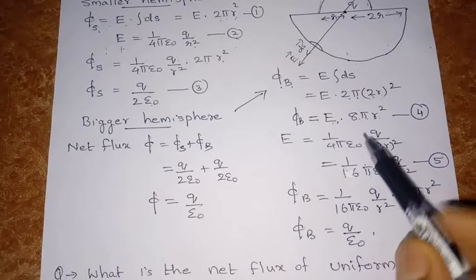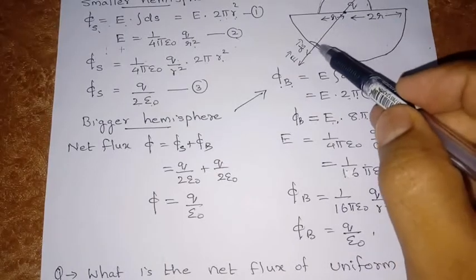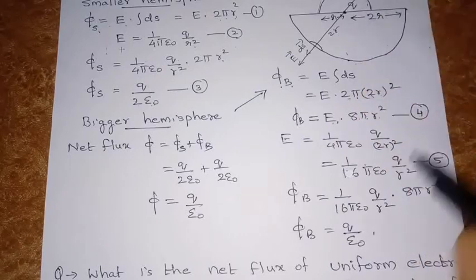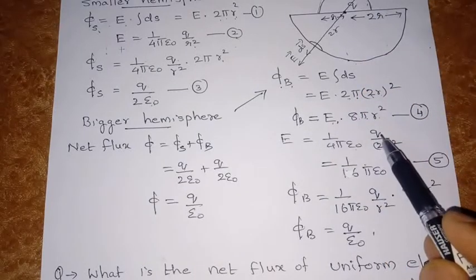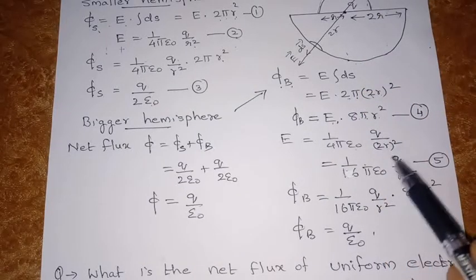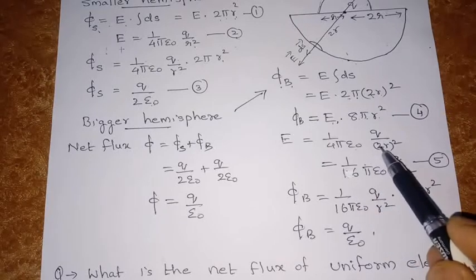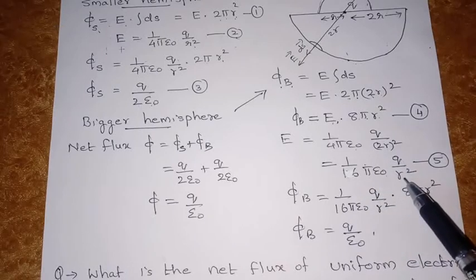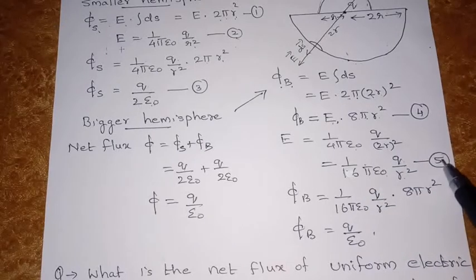What is E? The electric field on the surface of the bigger hemisphere. So 1 by 4 pi epsilon 0 charge divided by distance square. The distance will be 2r, the radius will be 2r. Therefore, 1 by 4 pi epsilon 0 q divided by 2r the whole square. So that can be written as 2 square is 4, 4 into 4 is 16, 1 by 16 pi epsilon 0 q by r square. Put as equation number 5.